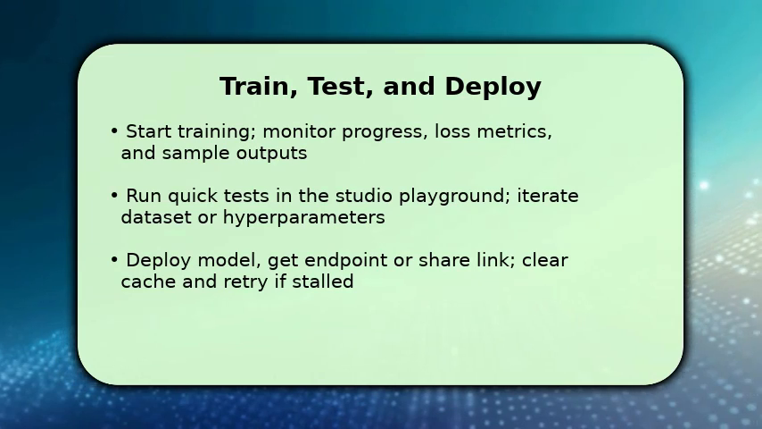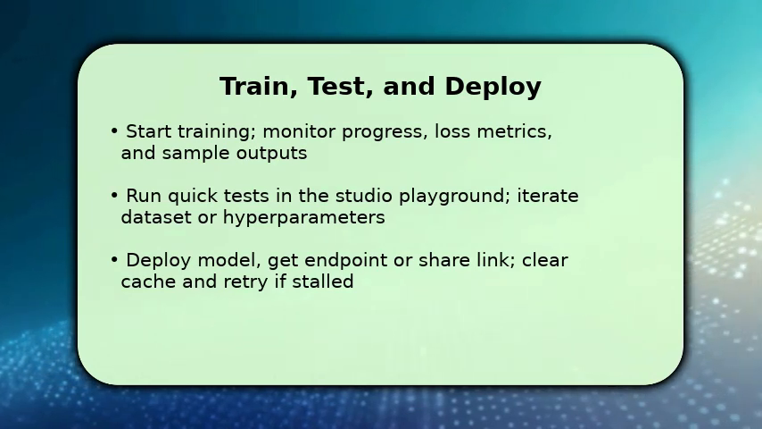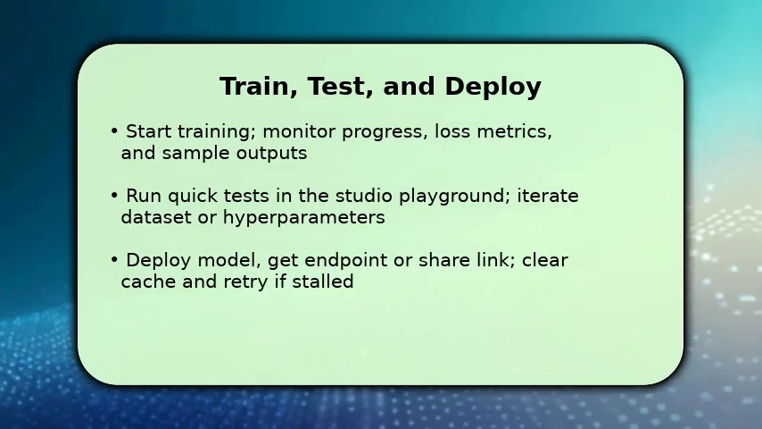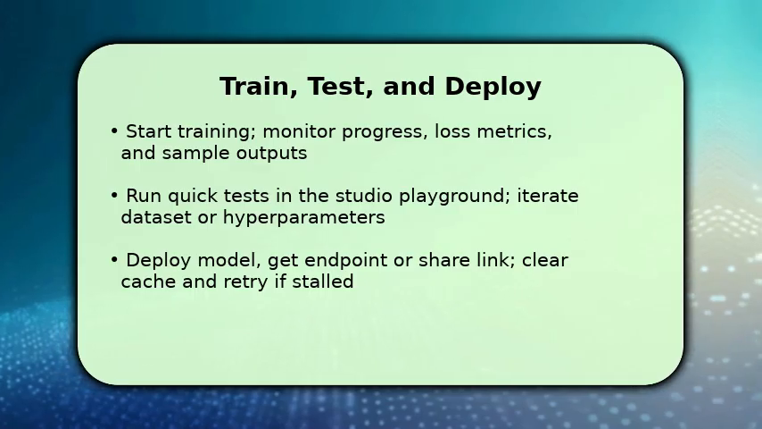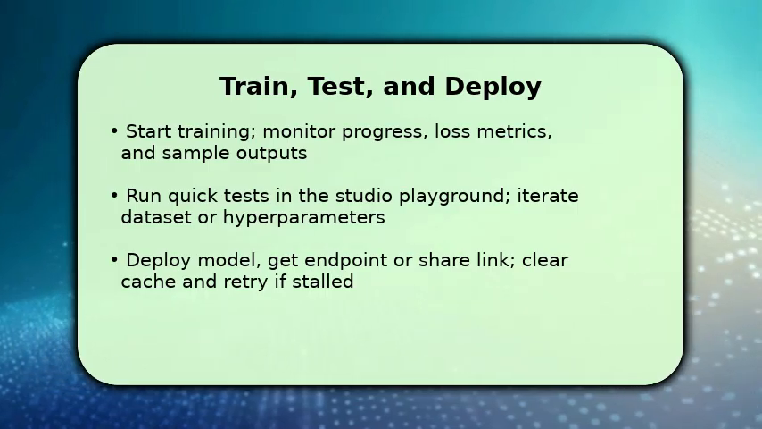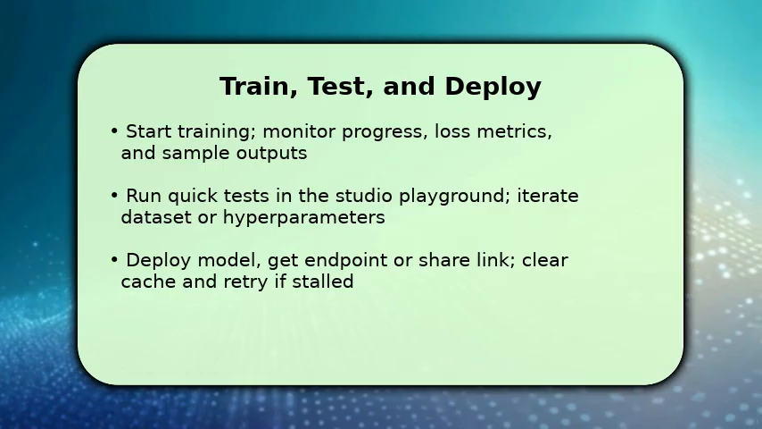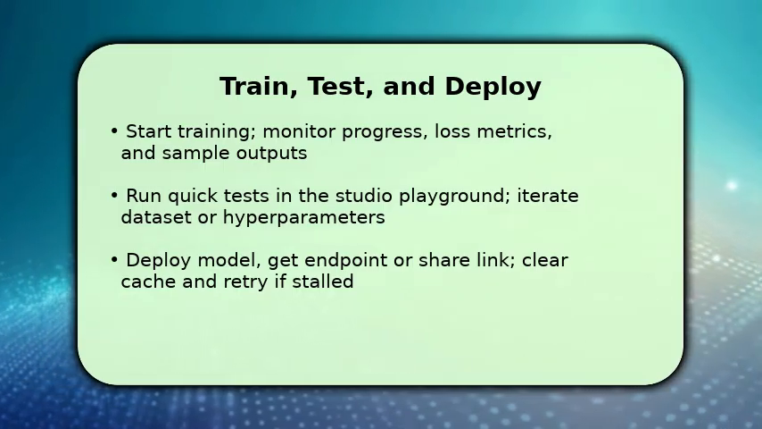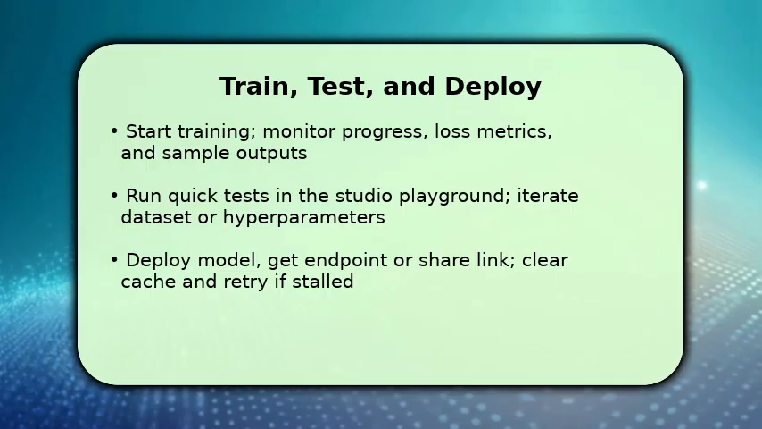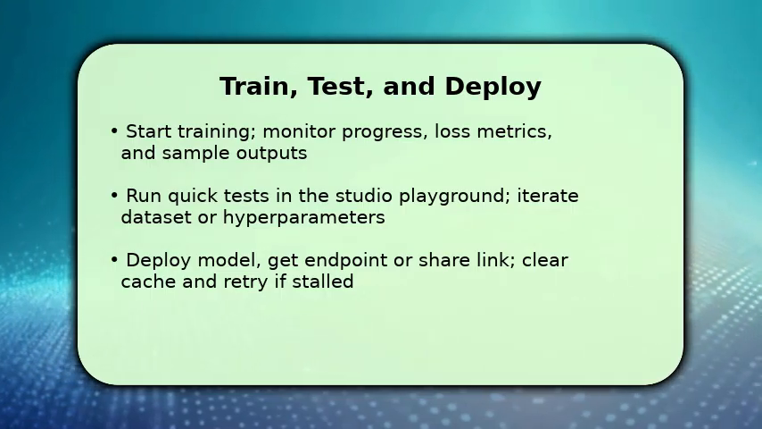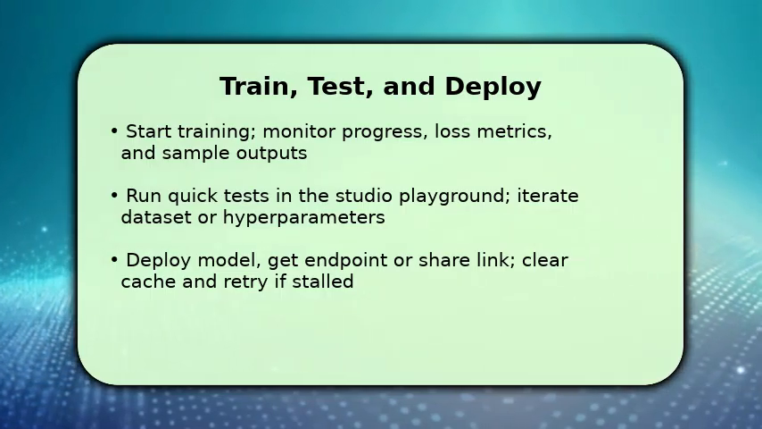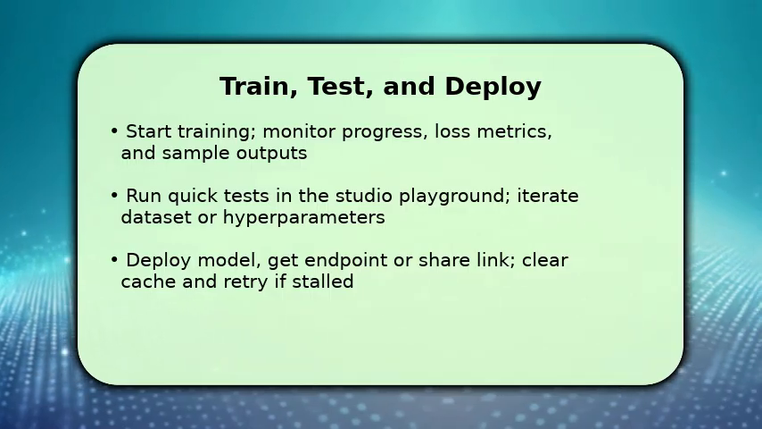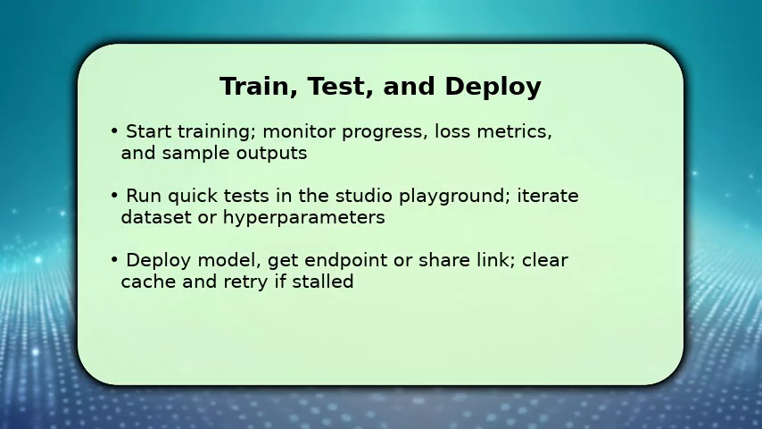You finish by starting training and watching the progress dashboard for loss and sample outputs. Pause if results diverge. Once training completes, run quick tests in the built-in playground to verify responses and adjust your dataset or hyperparameters if necessary. When satisfied, deploy the model to get an endpoint or shareable link and test it from another app or device. If deployment stalls, clear the app cache, restart the phone, and retry. That simple troubleshooting fixes most permission or network hangups.